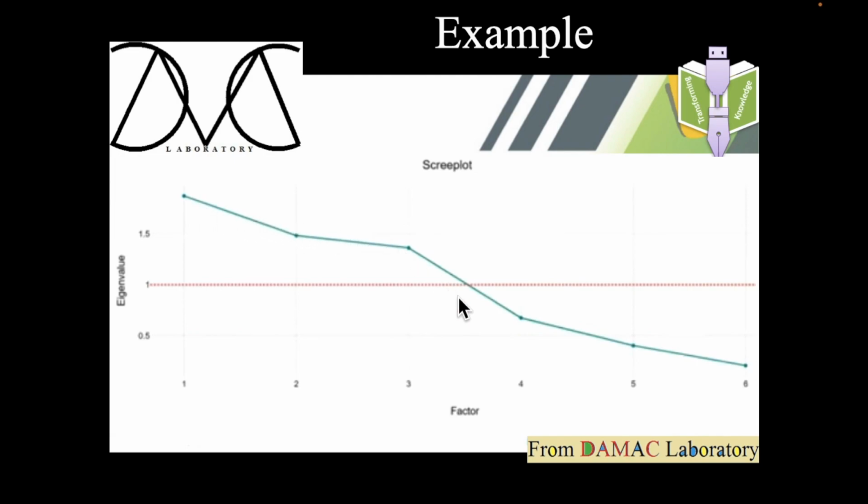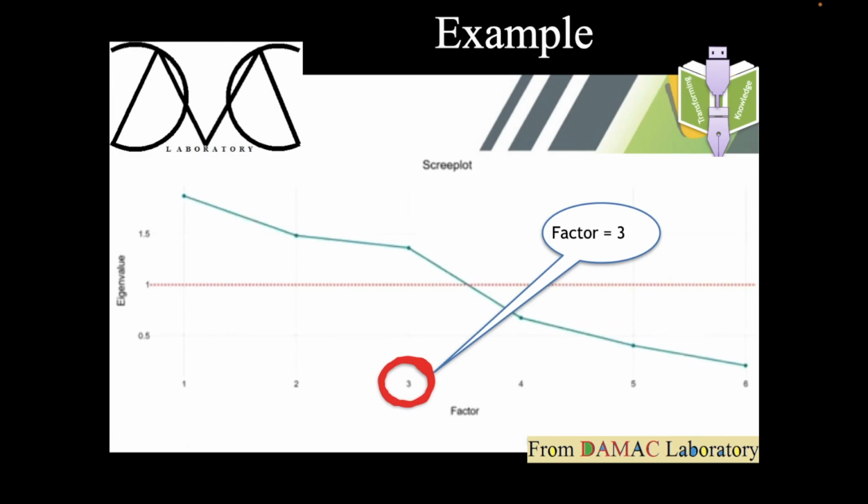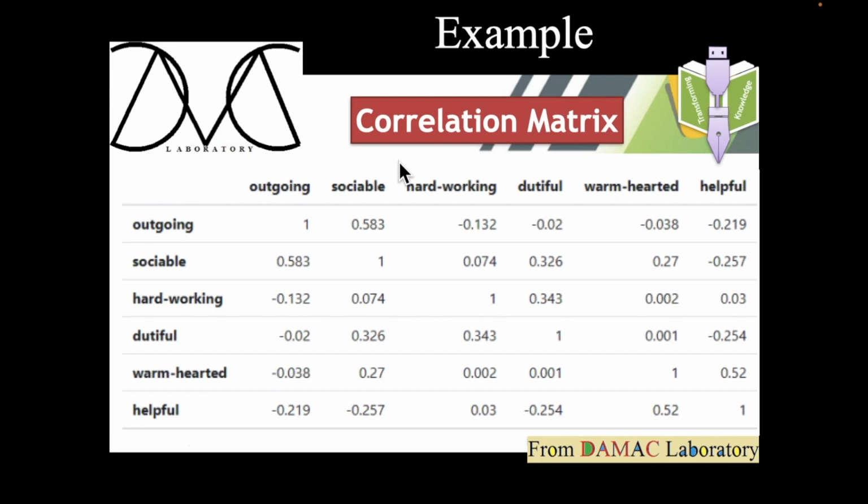So what you have to do is choose how many eigenvalues are greater than 1. That can be a possible number of factors for that particular factor analysis. Here, 3 factors have an eigenvalue greater than 1. So consider the number of factors equal to 3 for this particular experiment. Okay, so now let's calculate the correlation matrix.